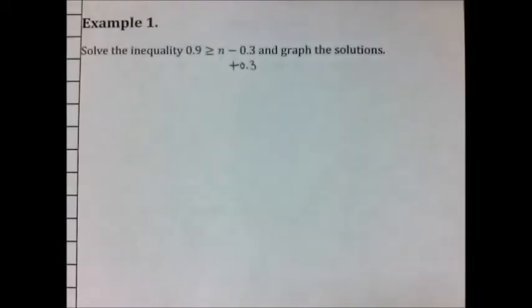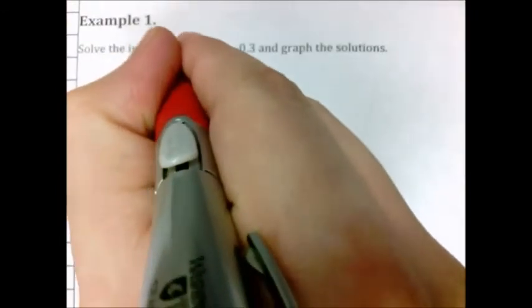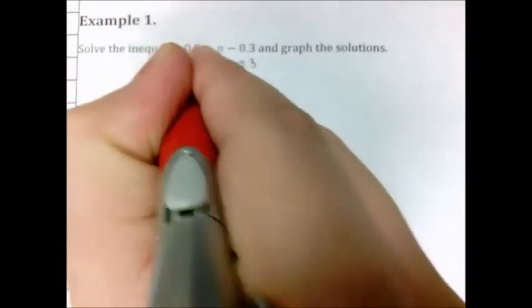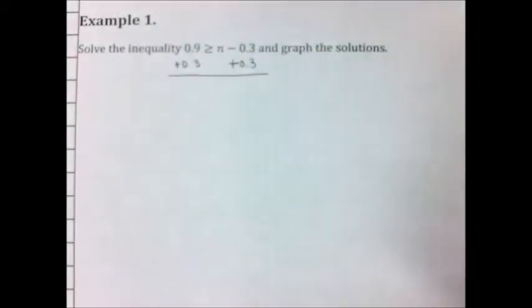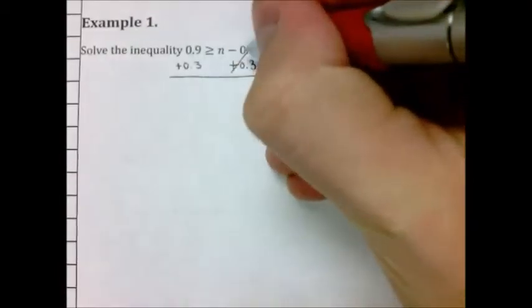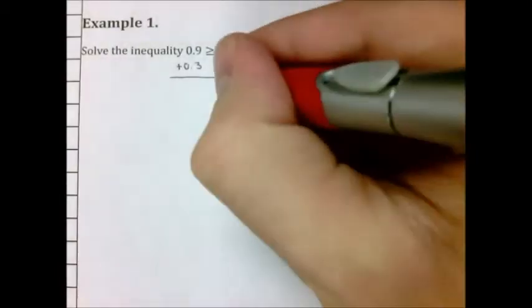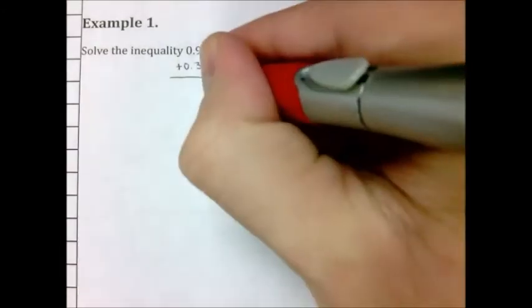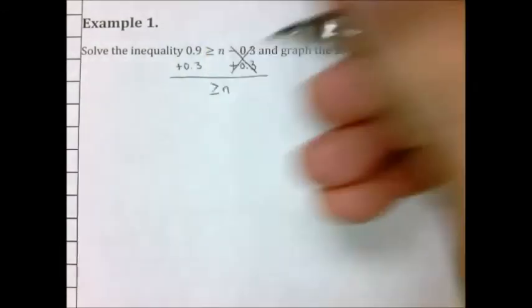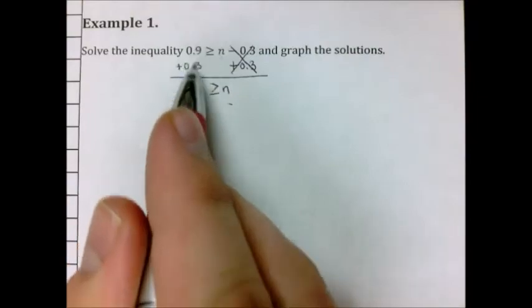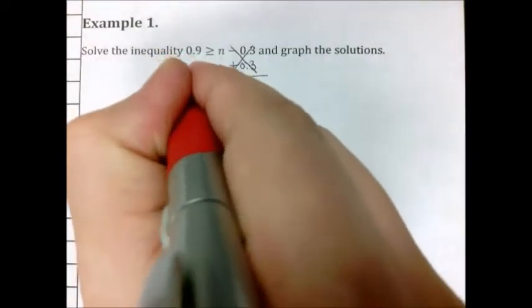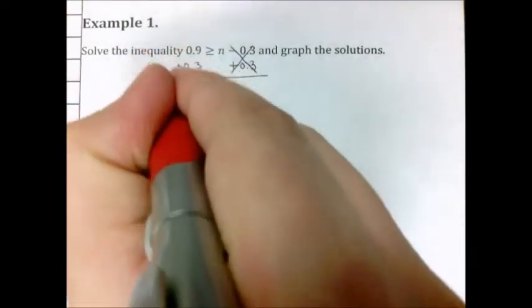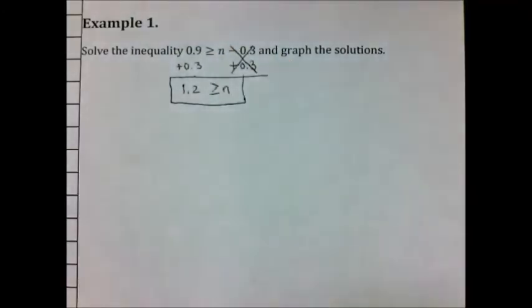And remember, anything that we do to one side, we also have to do to the other. That's that second step that we were talking about. And so we're going to add 0.3 to both sides. Now what happens here, just like when we were solving one-step equations, is that's going to cancel out. We'll be left with just n. And n is less than or equal to 0.9 plus 0.3, which is 1.2. Okay, so that is how you actually go about solving those inequalities.